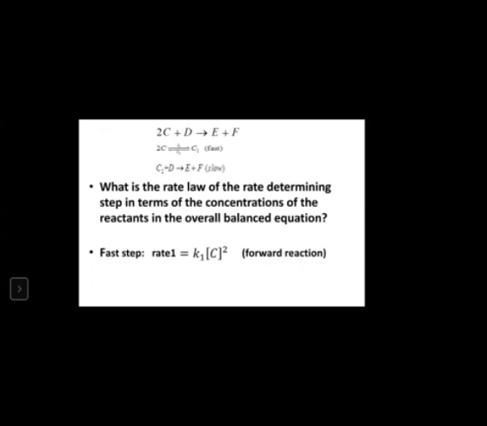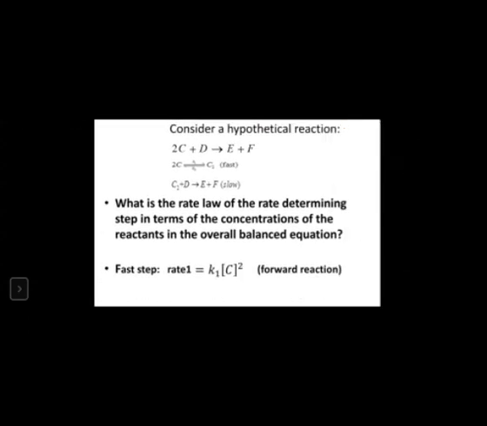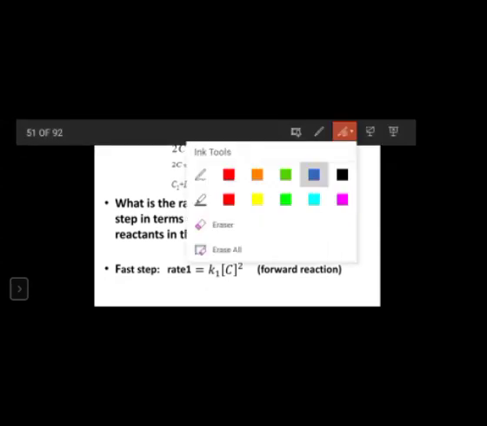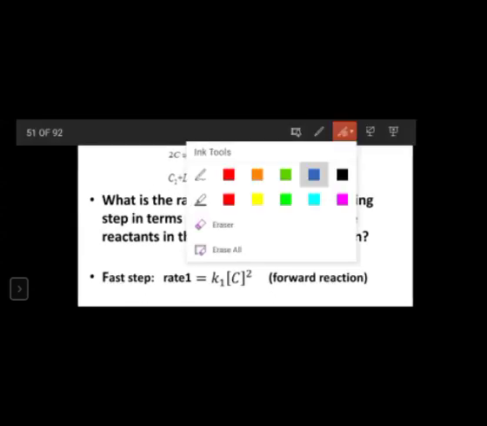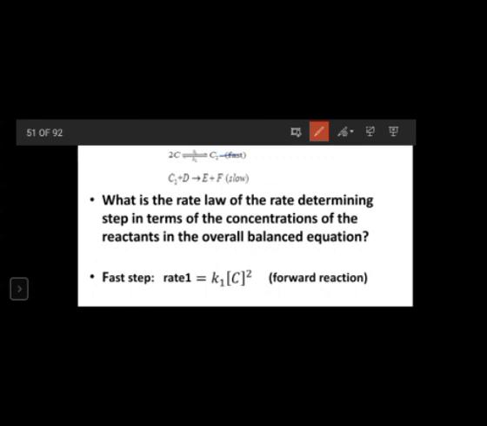Okay, this is another one. Consider a hypothetical reaction. Just follow how I'm explaining it now. 2C will react with D to give E plus F. Then I'm going to work out the mechanism of this reaction and write the rate law. 2C combine to give you C2. This is the fast reaction. And then as soon as C2 is formed, it reacts with D to give you F plus E. So this is the slow reaction.